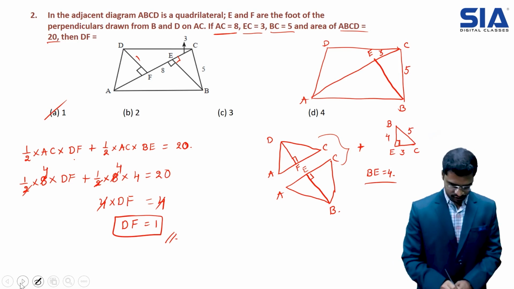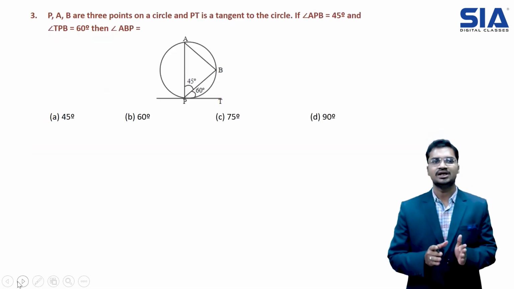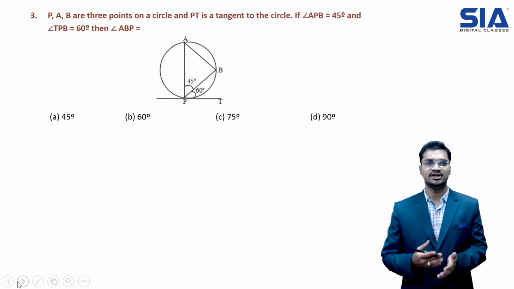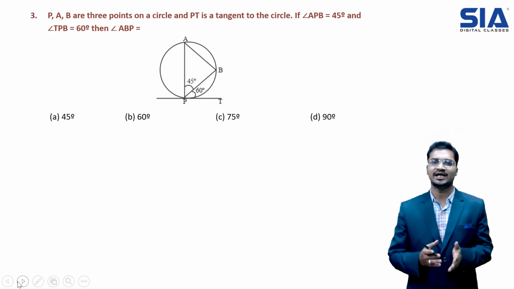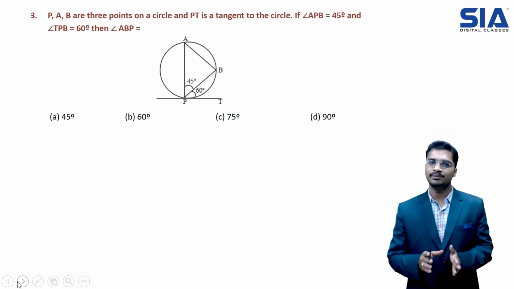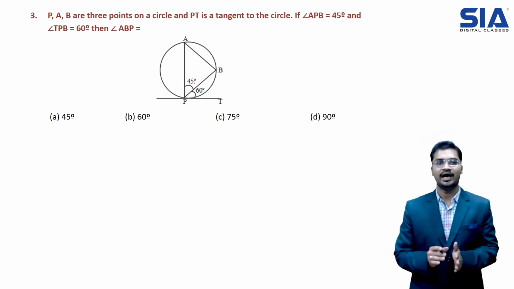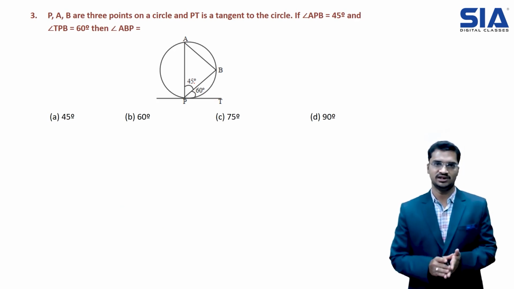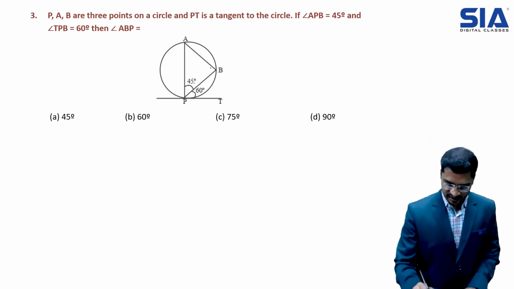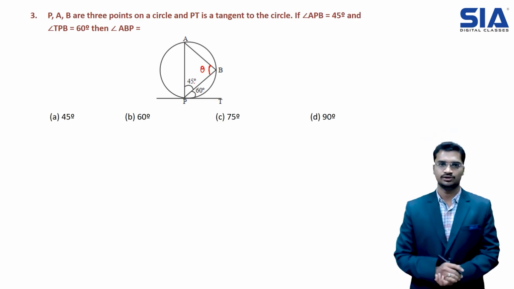Now coming to the next question: P, A, B are 3 points on a circle and PT is a tangent on the circle. If angle APB is given as 45 degrees and angle TPB is given as 60 degrees, we have to find the angle ABP. Let us assume this as theta.